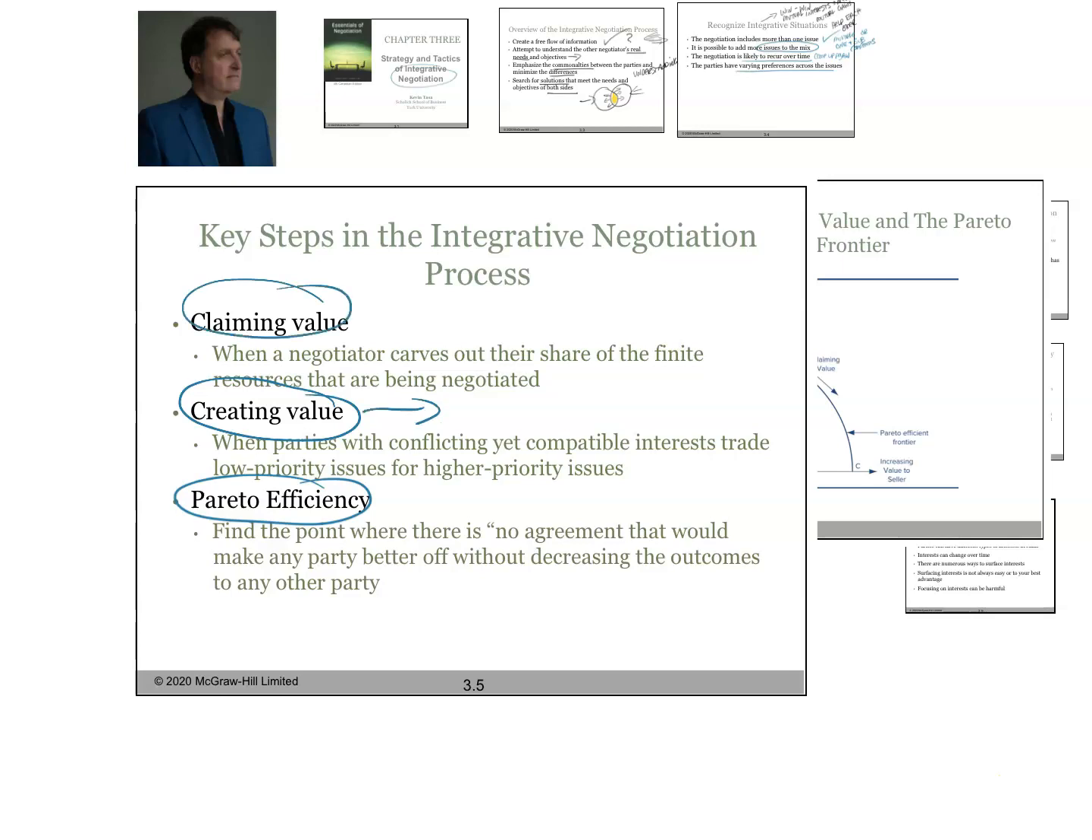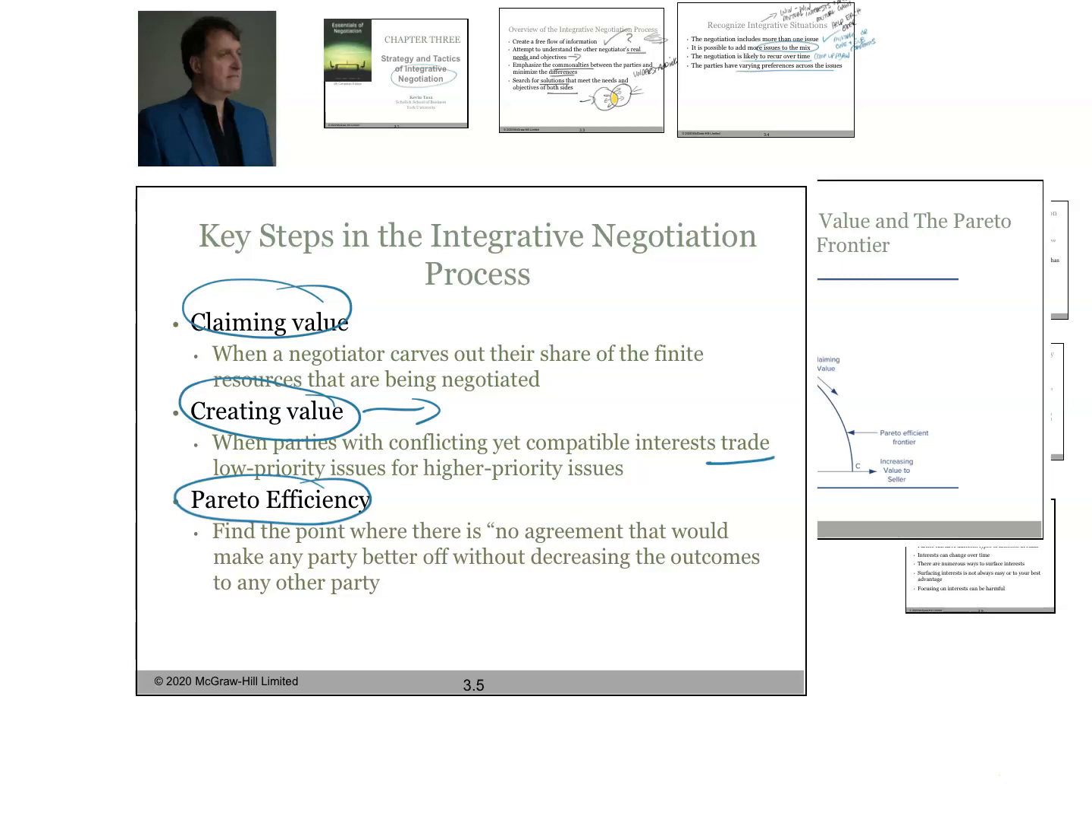Creating value is all about the parties who have conflicting but compatible interests in an integrative situation, trading low priority issues for higher priority issues. So this is what I was referring to earlier, which is if you have a list of issues that you're working on, 5, 6, 7, 8, whatever the number is, that list of priorities won't likely be the same for both parties, or all the parties involved if it's a multiple party negotiation. The number one issue on the list might be critically important to you. It might be the fourth most important for your opponent.